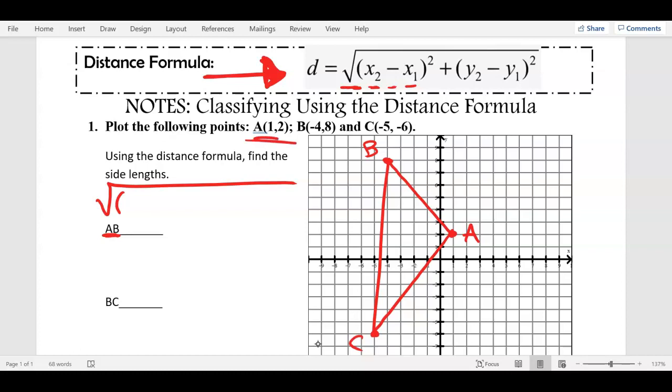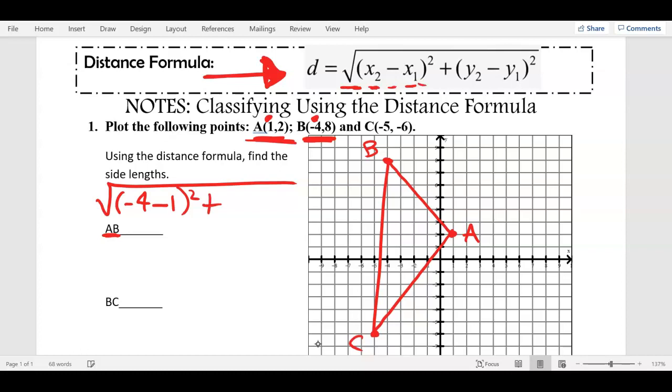So I'm going to use these points for A and for B, okay? So what is x2 and what is x1? So x2 is the second x value, negative 4. x1 is the first x value, positive 1. So I'm going to write negative 4 minus 1. Negative 4 minus 1, parentheses squared. Okay. Plus.